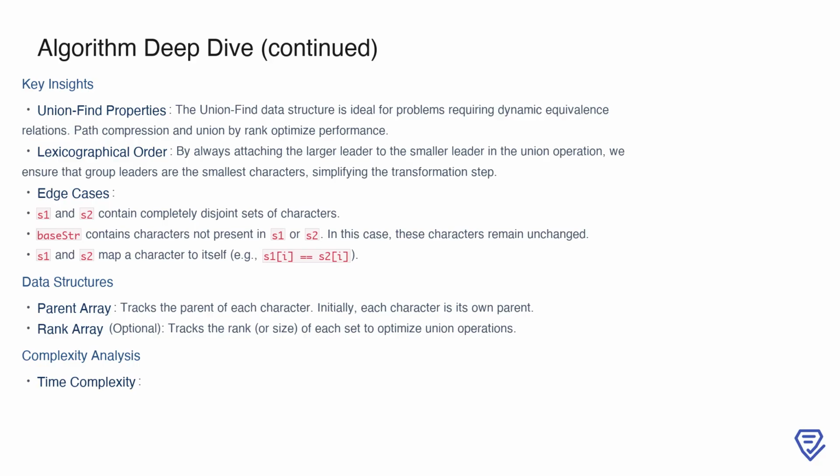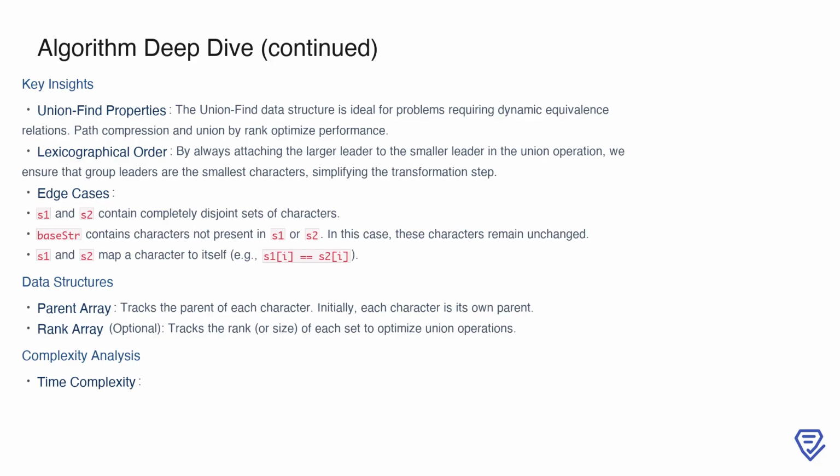There are also important edge cases to consider. For example, S1 and S2 might represent completely disjoint sets of characters, meaning no equivalence exists between their groups. If base str contains characters not present in S1 or S2, those characters remain unchanged in the output. Additionally, if S1 and S2 map a character to itself, this has no effect on the equivalence relationships.